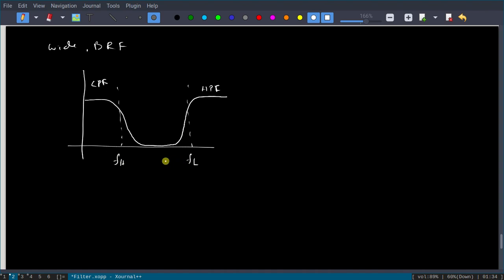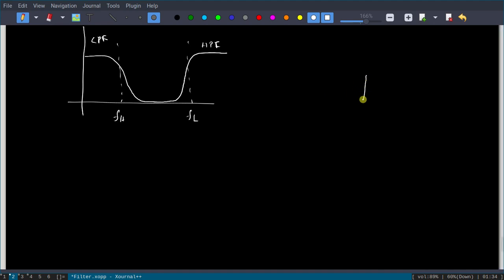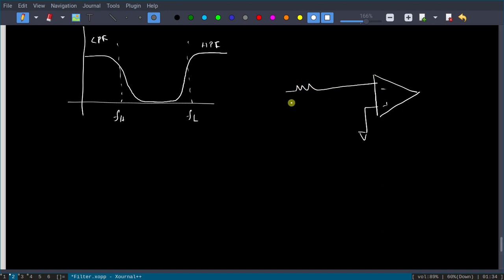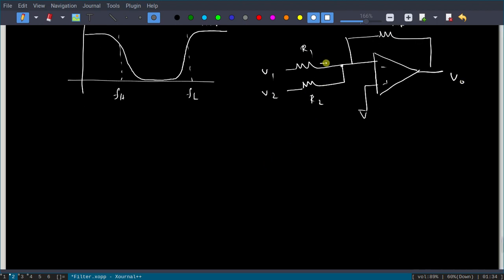Before that, you should know what a summing amplifier is. I think you are already familiar, but I will briefly explain. The summing amplifier is used when you want to add two voltages. This is RF, this is R1 and R2, you apply V1 and V2, and this is V0. How can you find the output? You can easily prove this.